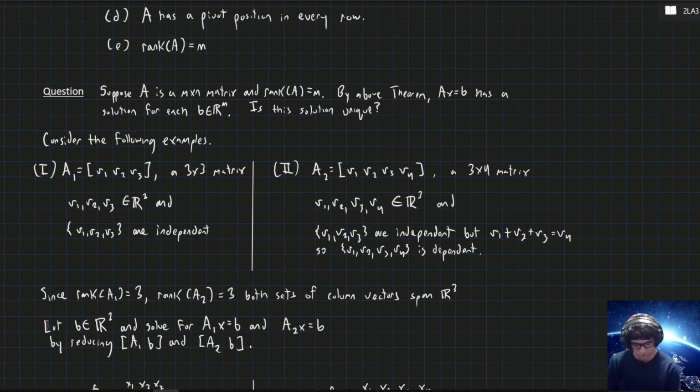So let b be a vector in R3. Now we're going to try to solve A1x equals b and A2x equals b, and see, do they have a different number of solutions? Depending on if it's 3 independent vectors in R3 or if it's 4 dependent vectors, but with a subset of 3 independent vectors, does that make a difference? And of course it does.